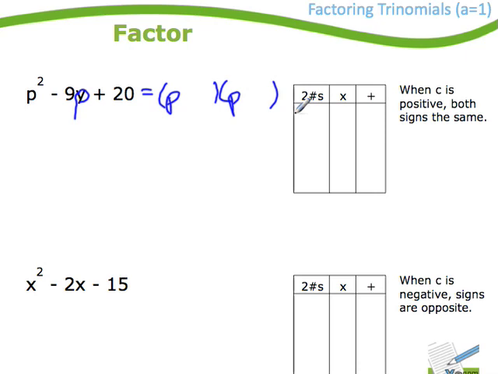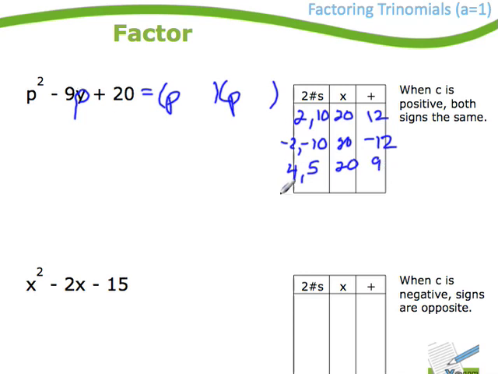Okay, so 2 times 10, that would work. That would give me 20. But when I add those, that gives me 12. Yeah, that's way out. It has to be a negative. How about a minus 2 and a minus 10? Those will multiply to a positive 20. Oh, but that gives me a minus 12. How about 4 and 5? 4 times 5 is a positive 20. 4 plus 5 is a positive 9.